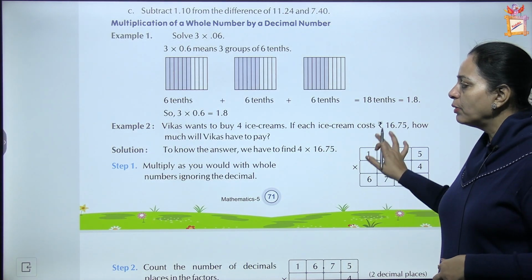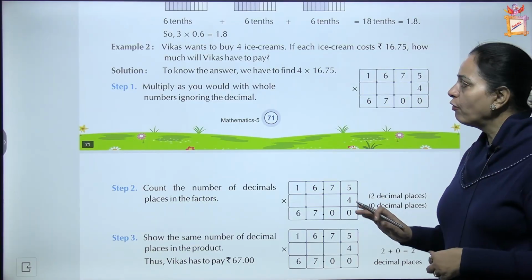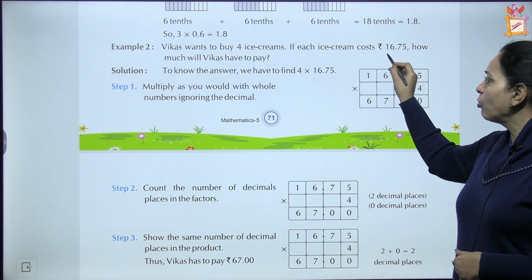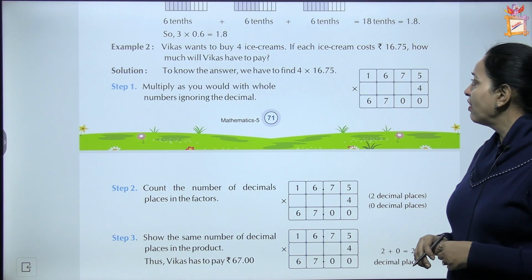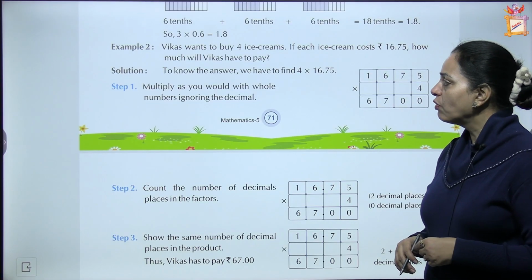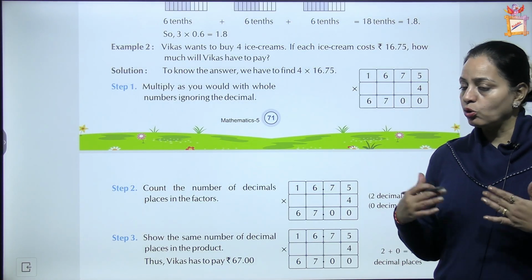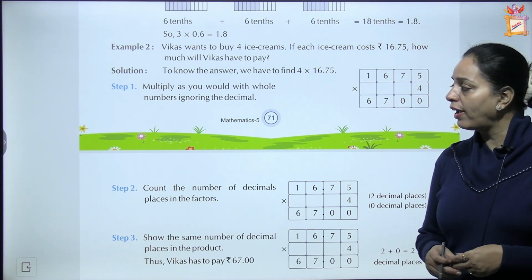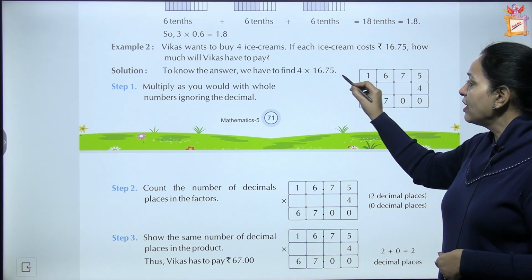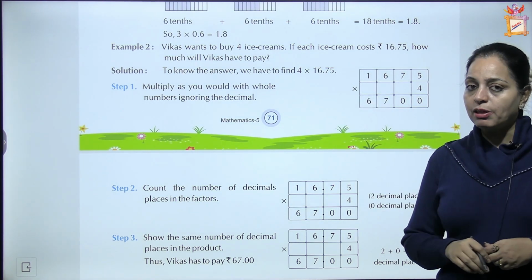Okay. See example 2. Vikas wants to buy 4 ice creams. If each ice cream costs rupees 16 and 75 paise, how much will Vikas have to pay? So total means more, means multiply. So what will we do? We will multiply 16.75 by 4.